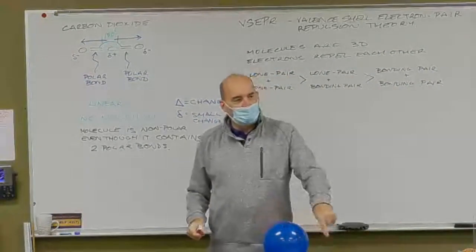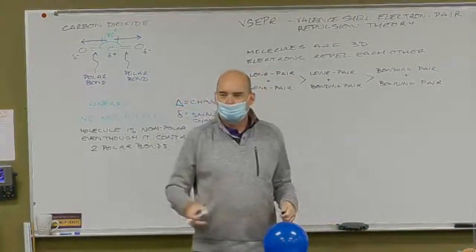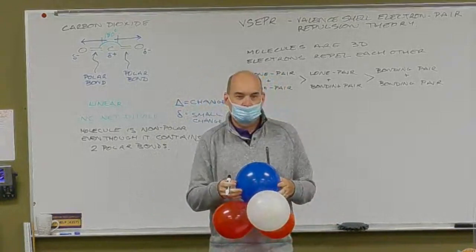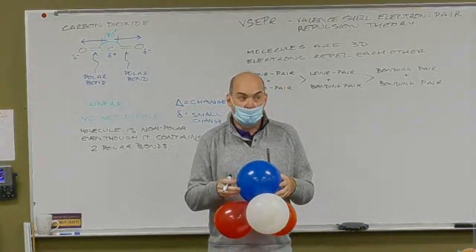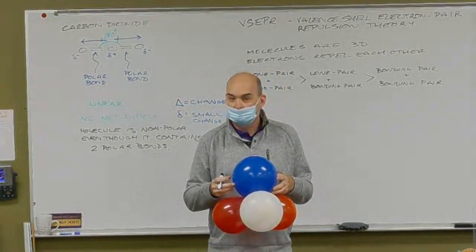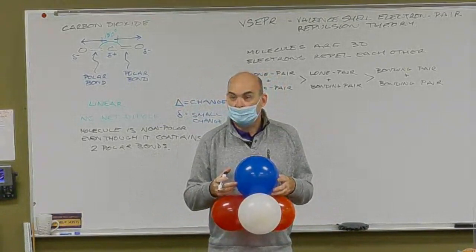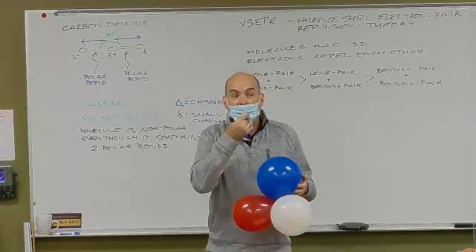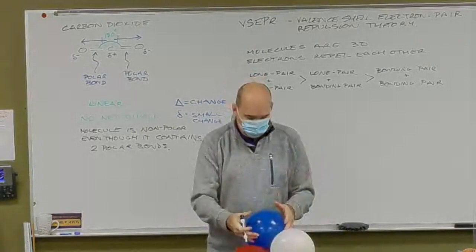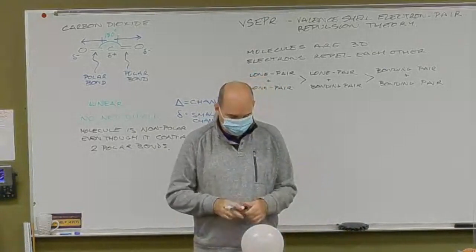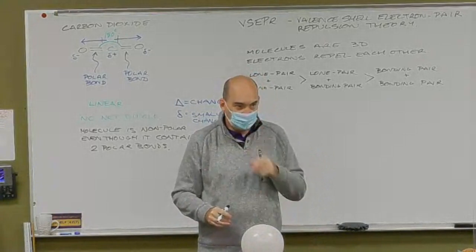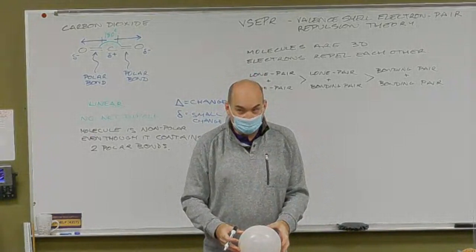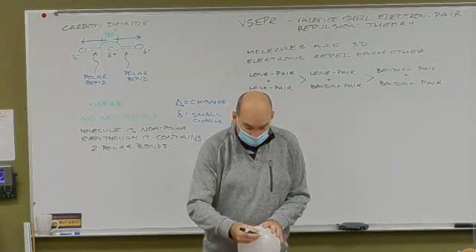I'm capable of making 4 single bonds. What element am I most likely to be? This element makes 4 single bonds. Carbon. Carbon's a group 4, has 4 valence electrons. 4 unpaired electrons is going to make tetrahedral compounds.